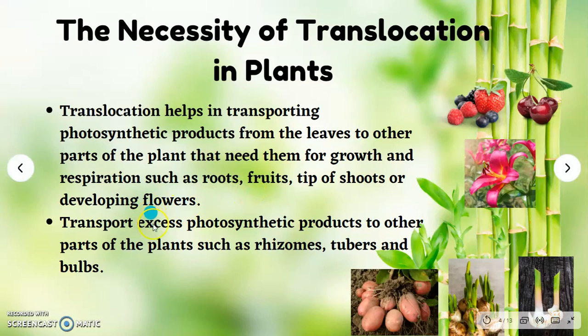The second one is to transport excess photosynthetic products to other parts of the plant such as rhizomes, tubers, and bulbs. Okay, which one is a rhizome here? These are referred to as the rhizome, and these are referred to as the tubers, and these are referred to as the bulbs. So there are two necessities of translocation in plants.